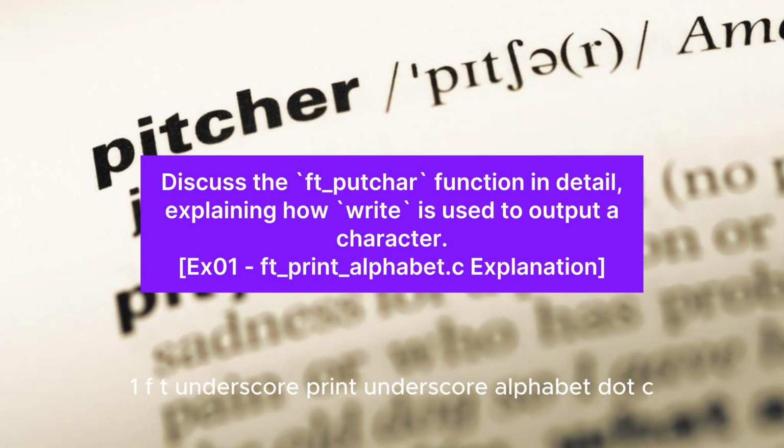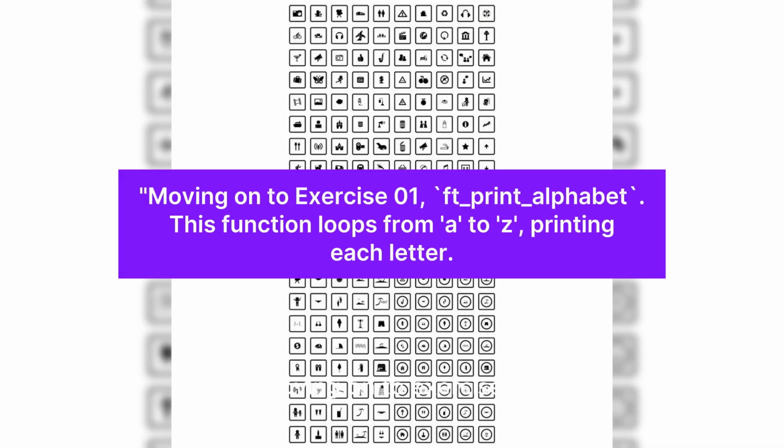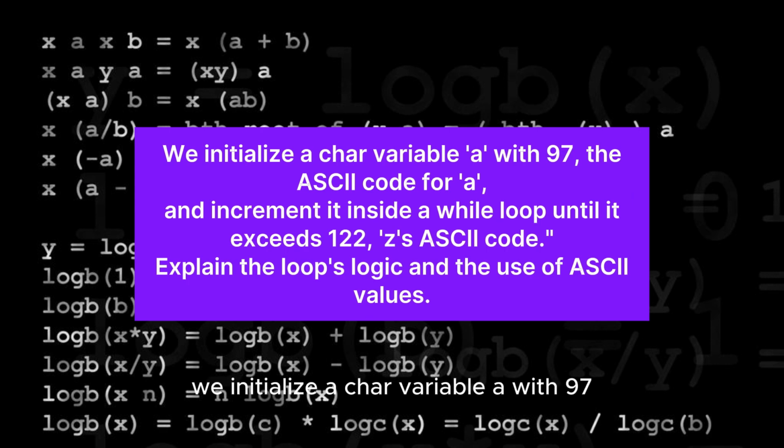X01. ft_print_alphabet.c explanation. Moving on to exercise 01, ft_print_alphabet. This function loops from A to Z, printing each letter. We initialize a char variable with 97, the ASCII code for a, and increment it inside a while loop until it exceeds 122, z's ASCII code. Explain the loop's logic and the use of ASCII values.